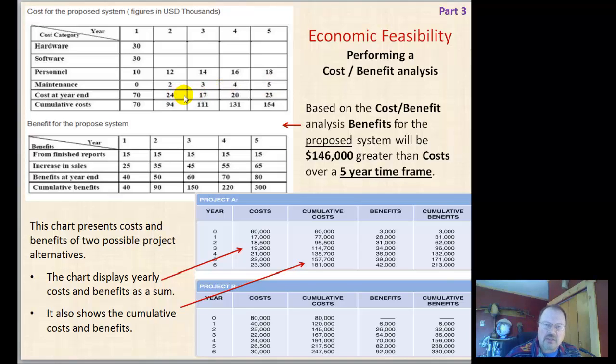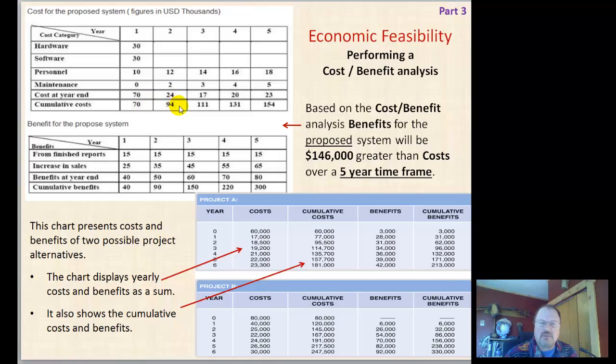So your cost at year end, big cost at the beginning, but then you have 16, 17, 20, and 23. So this should actually be 88. So the initial cost, the cumulative cost at this year's end is 70,000. But for the cost of the entire system, and remember there's an $8,000 difference here, you actually have 70 plus 16, which should be 86.